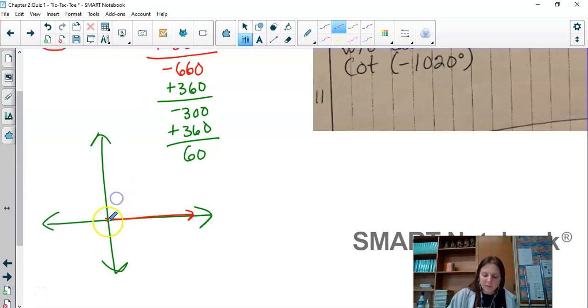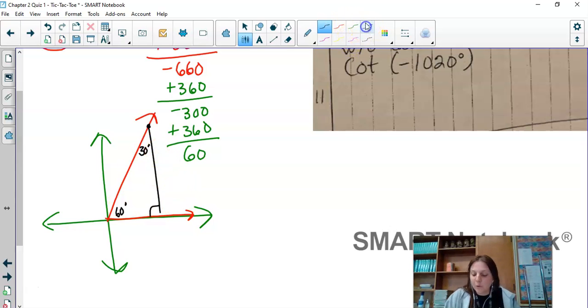60 degrees would be somewhere up here. Remember, the whole point of this, though, is that I'm drawing a triangle, so I'm going to put a point somewhere on this angle and drop a perpendicular. This is my 60 degrees. That means my other angle has to be 30, so 30, 60, 90.